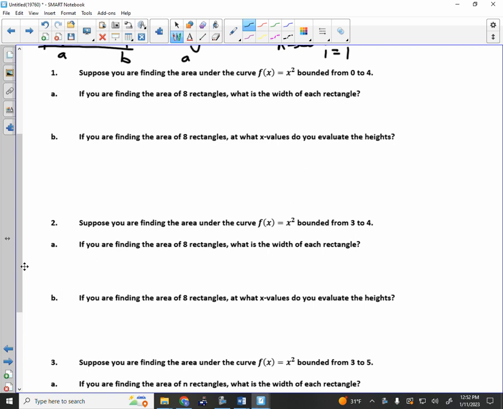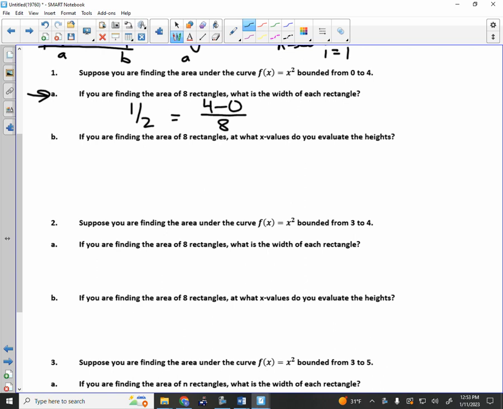First, suppose you're finding the area under x squared, and you're going to bound it from 0 to 4. Talk with your friend. If you're finding the area of 8 rectangles, what is the width of each rectangle? 15 seconds, go. Five, four, three, two, one. What's the width of each rectangle? 1/2. How do you get that? You took 4 minus 0 and you divided by 8. That's the width of each rectangle.